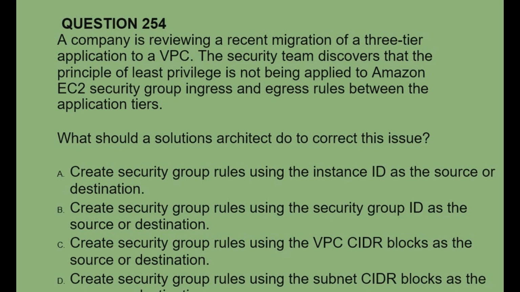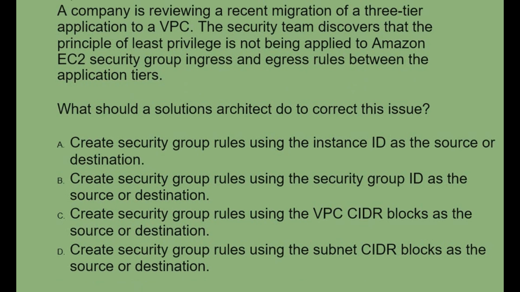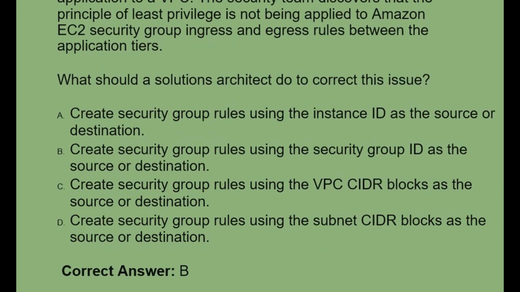Option A, create security group rules using the instance ID as the source or destination. Option B, create security group rules using the security group ID as the source or destination. Option C, create security group rules using the VPC CIDR blocks as the source or destination. Option D, create security group rules using the subnet CIDR blocks as the source or destination. Correct answer is option B.